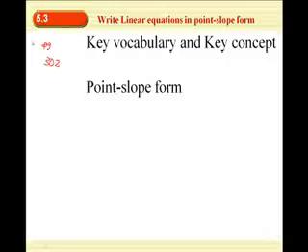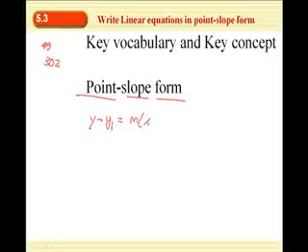We have been working on slope-intercept form. Now we're going to go to a different one. This one is called point-slope form. Okay, now this one isn't as common, but let's write out the formula. This is the formula for point-slope form. y minus y1 equals m times x minus x1.